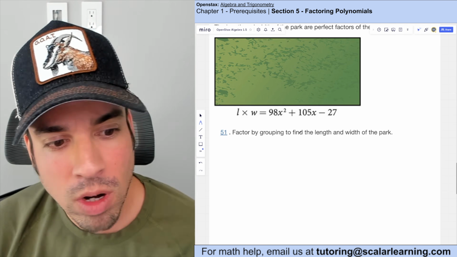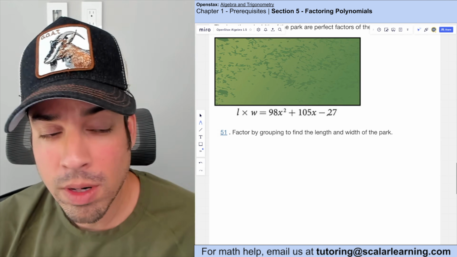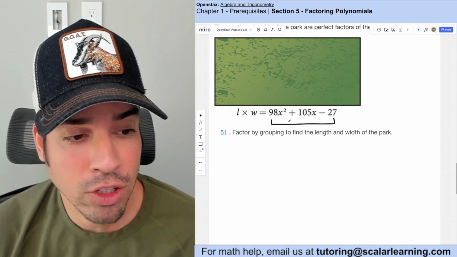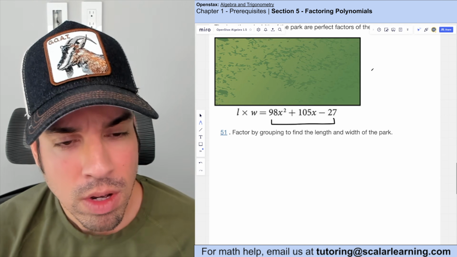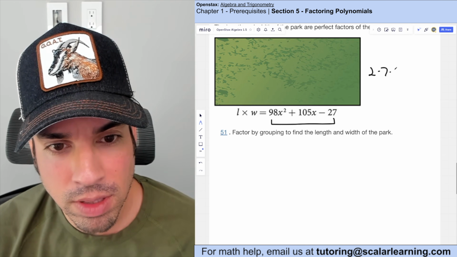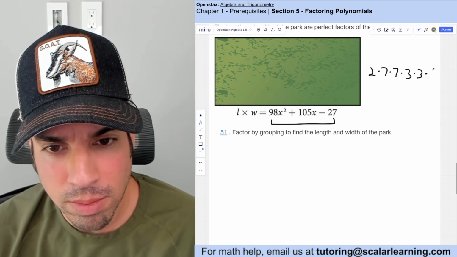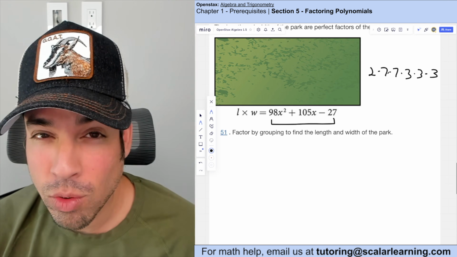So they want us to find the actual length and the width by factoring this expression. So what I'm going to do to factor this is I'm going to look at all the possible factors of the product of these two, but I'm going to look at it as prime factors. So for example, 98 is 2 times 7 times 7. 27 is 3 times 3 times 3. And again, remembering that this is a negative 27, this is going to be a negative.